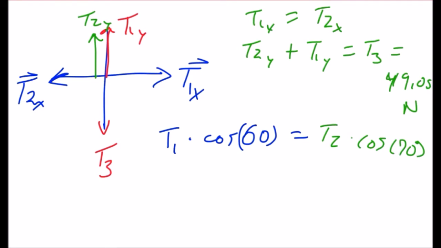All right, now I want to just solve for just T1. That's all I want to know, T1. So what can I do? Okay, let's divide by cosine of 60. That'll get T1 by itself.